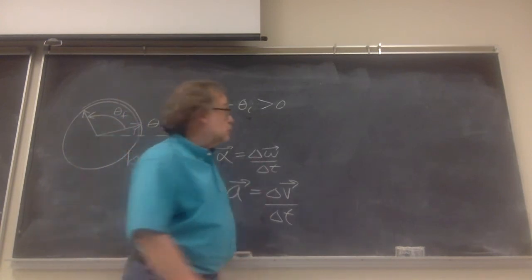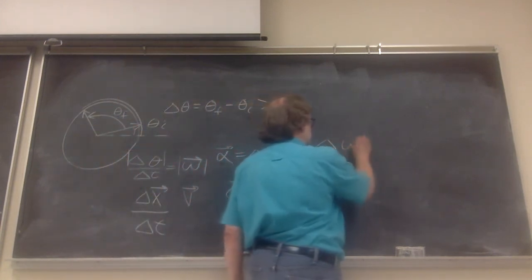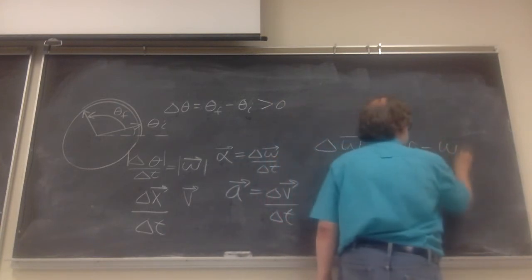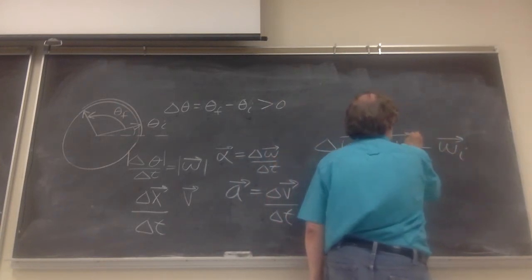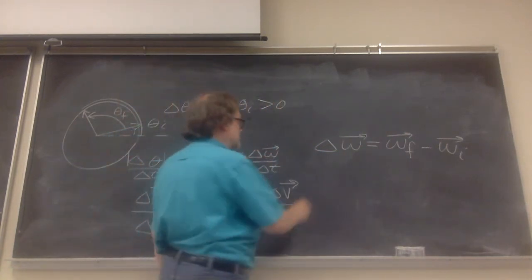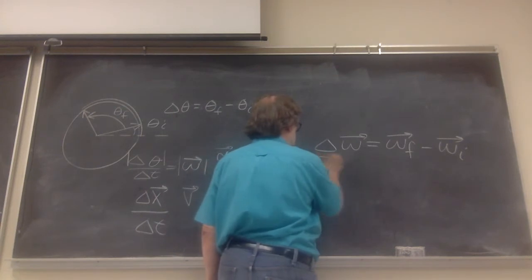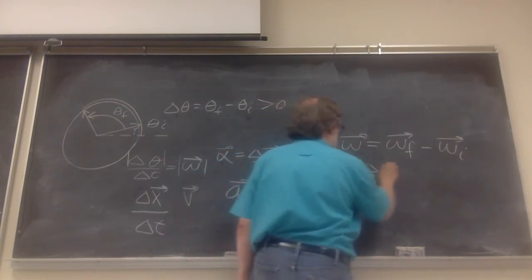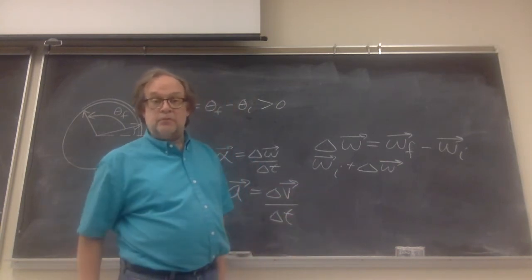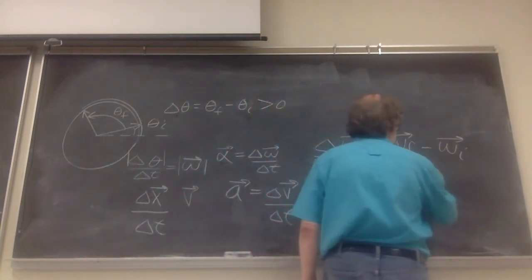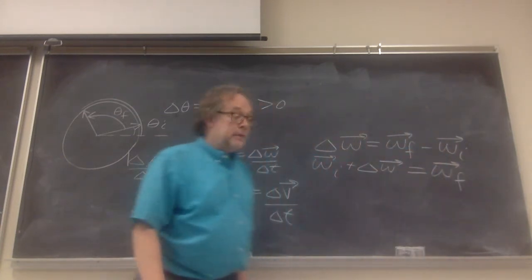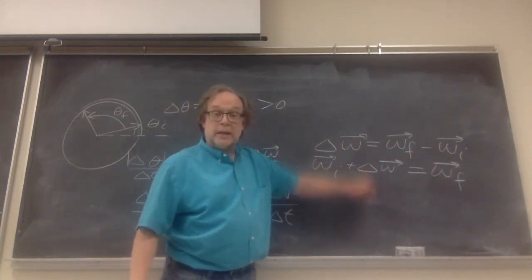Just to spell that out, change in anything is just the final value minus the initial value. Or you rewrite that by adding omega initial to both sides of the equation, and then you have omega initial plus this extra angular velocity added on, which we call delta omega, and that gives us a different final velocity after you've finished adding on all that velocity.